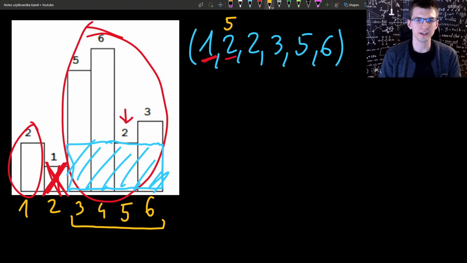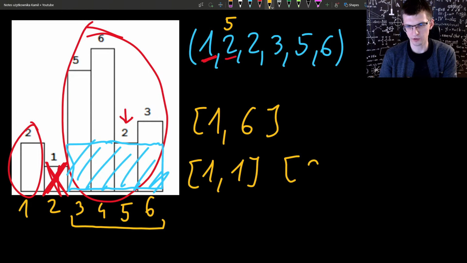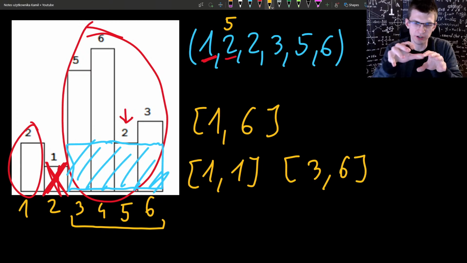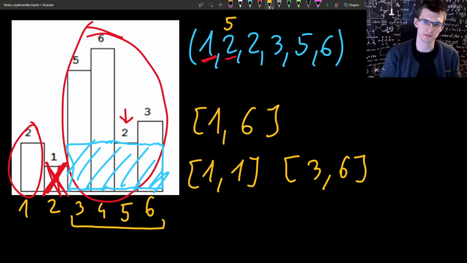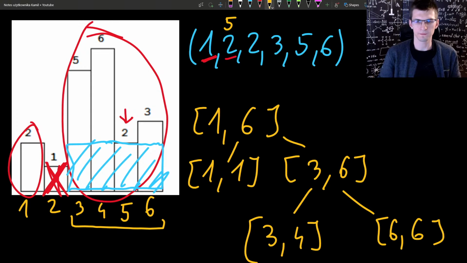So maybe I should maintain those intervals. I should say that first I have from 1 to 6. I have minimum somewhere, I know the length of this interval, then I have from 1 to 1 and from 3 to 6, and this will break down into smaller and smaller intervals. You can say that this is some kind of a tree, if you want. So then 3, 6 would break into 3, 4 and 6, 6. This is one way to look at it, this kind of breaking down of intervals into smaller intervals.